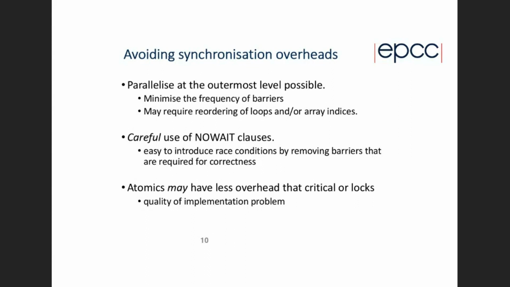How do you avoid this? Well, one thing to think about is trying to parallelize at the outermost level possible so that you minimize the frequency of barriers. So this is thinking about parallelizing outer loops rather than inner loops. That might not be easy. That might require you to reorder some loops in your code, and that might in turn lead on to you having to reorder array indices as well to keep your loops cache friendly.